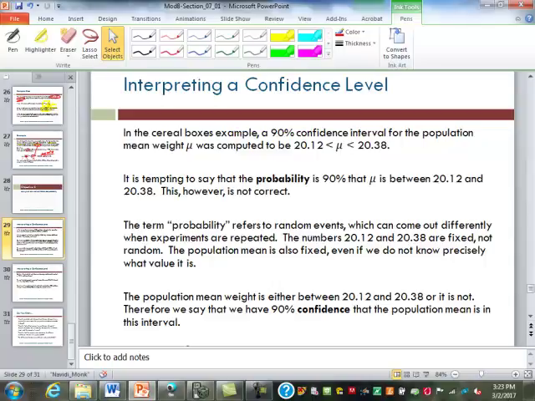It's not 90% probability. The term probability means a random event, and since you've already calculated this, it's not random anymore. There are absolute numbers out there. So the real meaning of that 90% confidence is that if we did a bunch of samples and constructed these 90% intervals, 90% of these intervals would contain the true population mean. In other words, we're 90% confident that the population mean is within this interval.